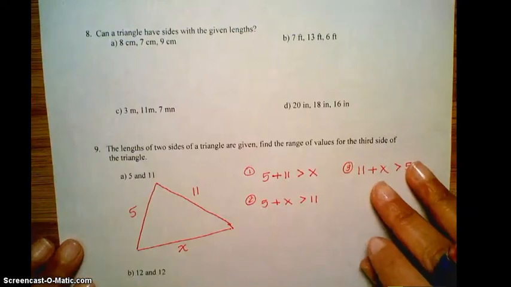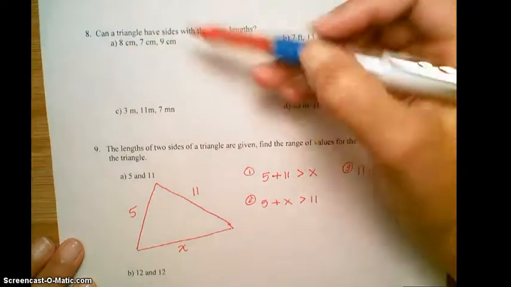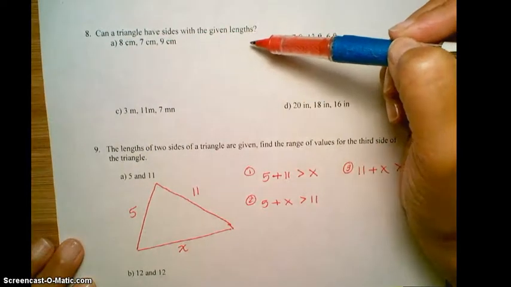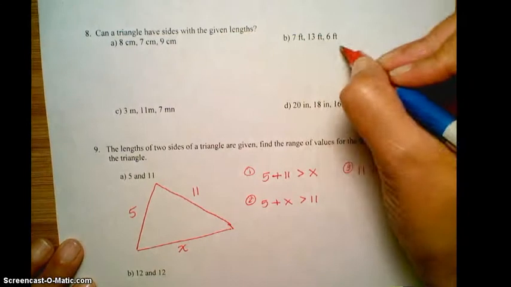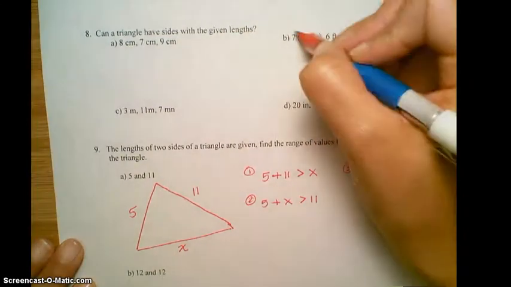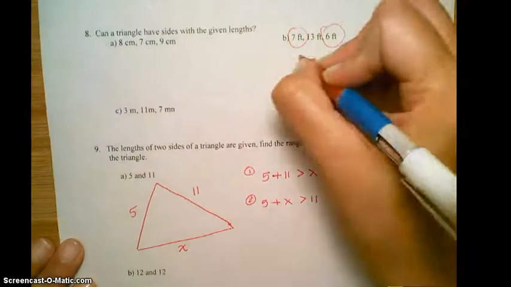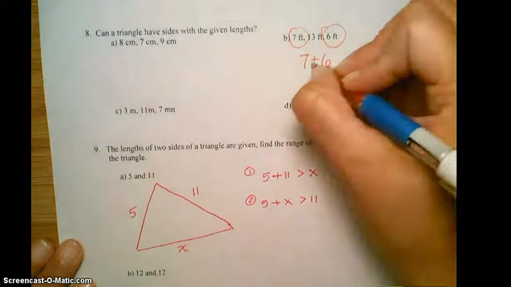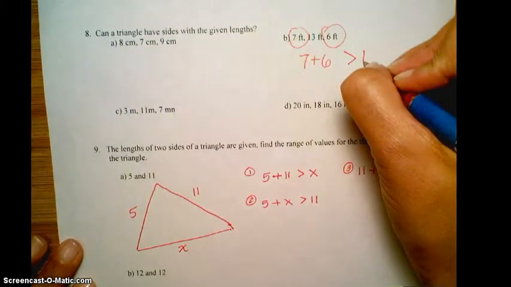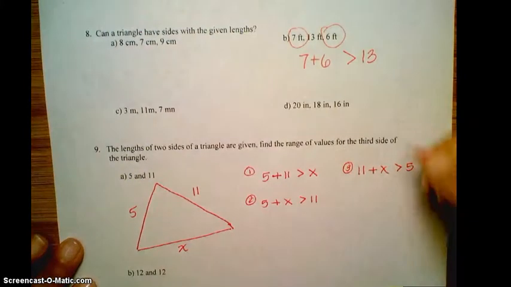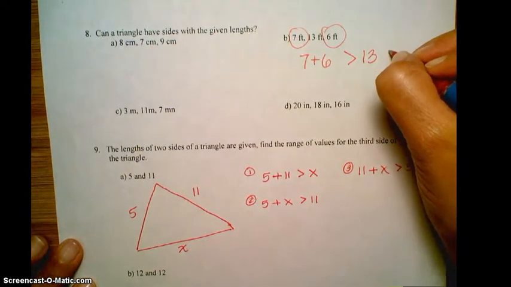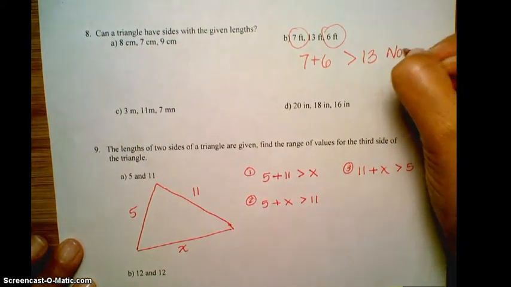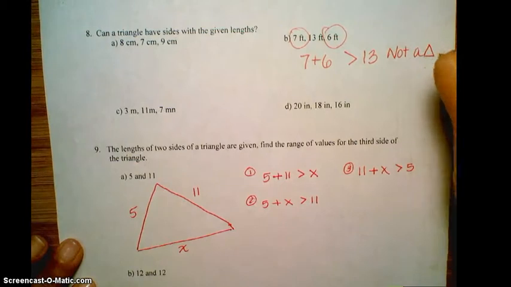Okay, on page 3, we're going to look at example B. We're being asked, can the triangle have sides with the given lengths? To check that, you just take the two smallest sides, and be careful, they may not be in order. That would be 7 and 6. And I check, is 7 plus 6 greater than the longest side, 13? That is not true. And so this is not a triangle.